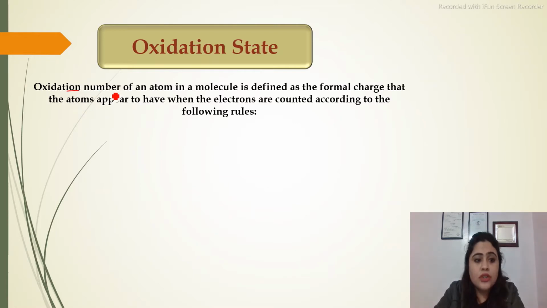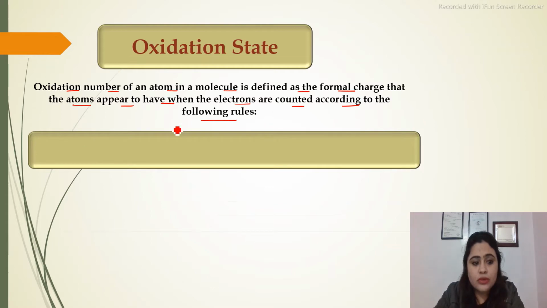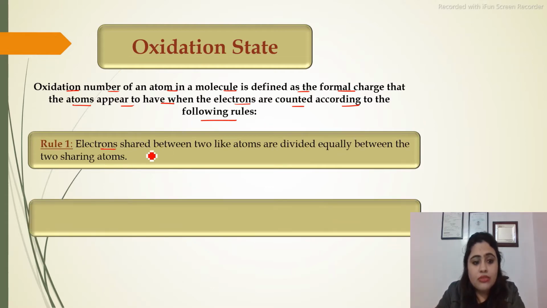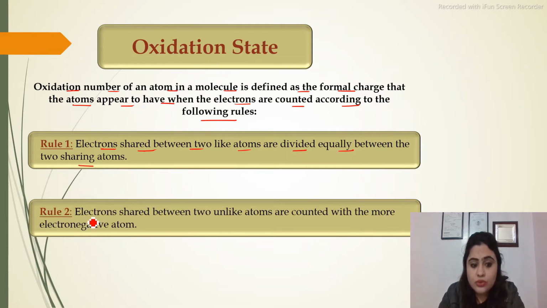So oxidation number of an atom in a molecule is defined as the formal charge that atoms appear to have when the electrons are counted according to the following rules. The first rule is electrons shared between two like atoms are divided equally between the two sharing atoms. And rule 2 is electrons shared between two unlike atoms are counted with the more electronegative atom.